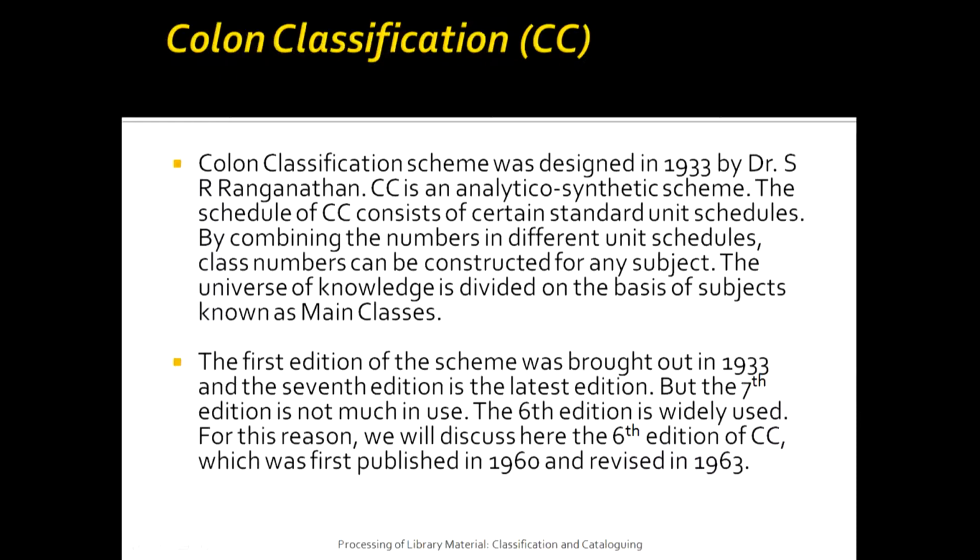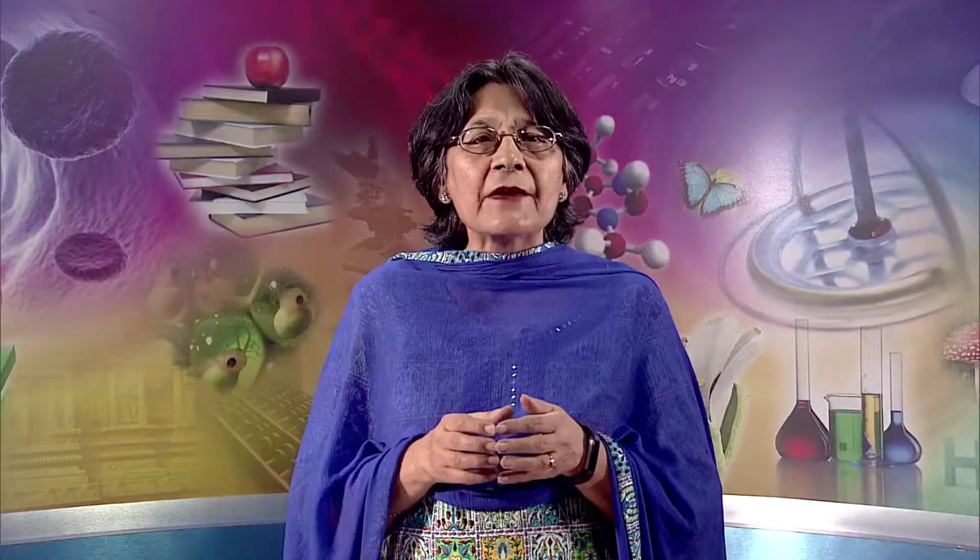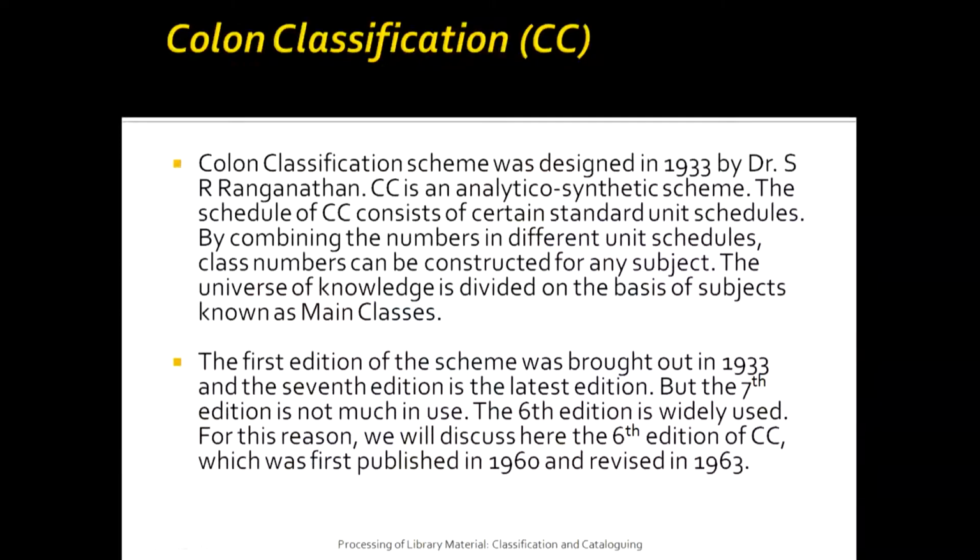The universe of knowledge here is divided on the basis of subjects which are known as main classes. The first edition of the scheme was brought out in 1933 as already mentioned, and the 7th edition is the latest edition. But the 7th edition is not much in use. So, it is the 6th revised edition that is widely used. For this reason, we will discuss here the 6th edition of colon classification, which was first published in 1960 and revised in 1963.